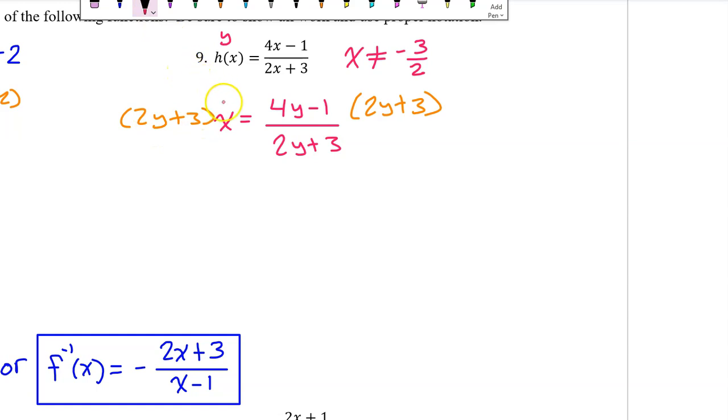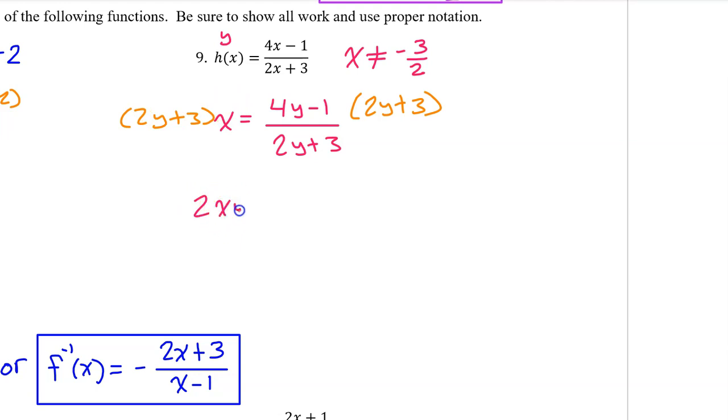On the left side, I'm going to distribute this x. So I'm going to get 2xy plus 3x equals. On the right-hand side, the 2y plus 3 will cancel out, and I'm left with 4y minus 1. We need to get all of the terms that have a y in it on the left side, and all of the terms that don't have a y on the right-hand side. So I'm going to move this 4y over to the left by subtracting 4y from both sides, and I'm going to move this 3x over to the right by subtracting 3x from both sides.